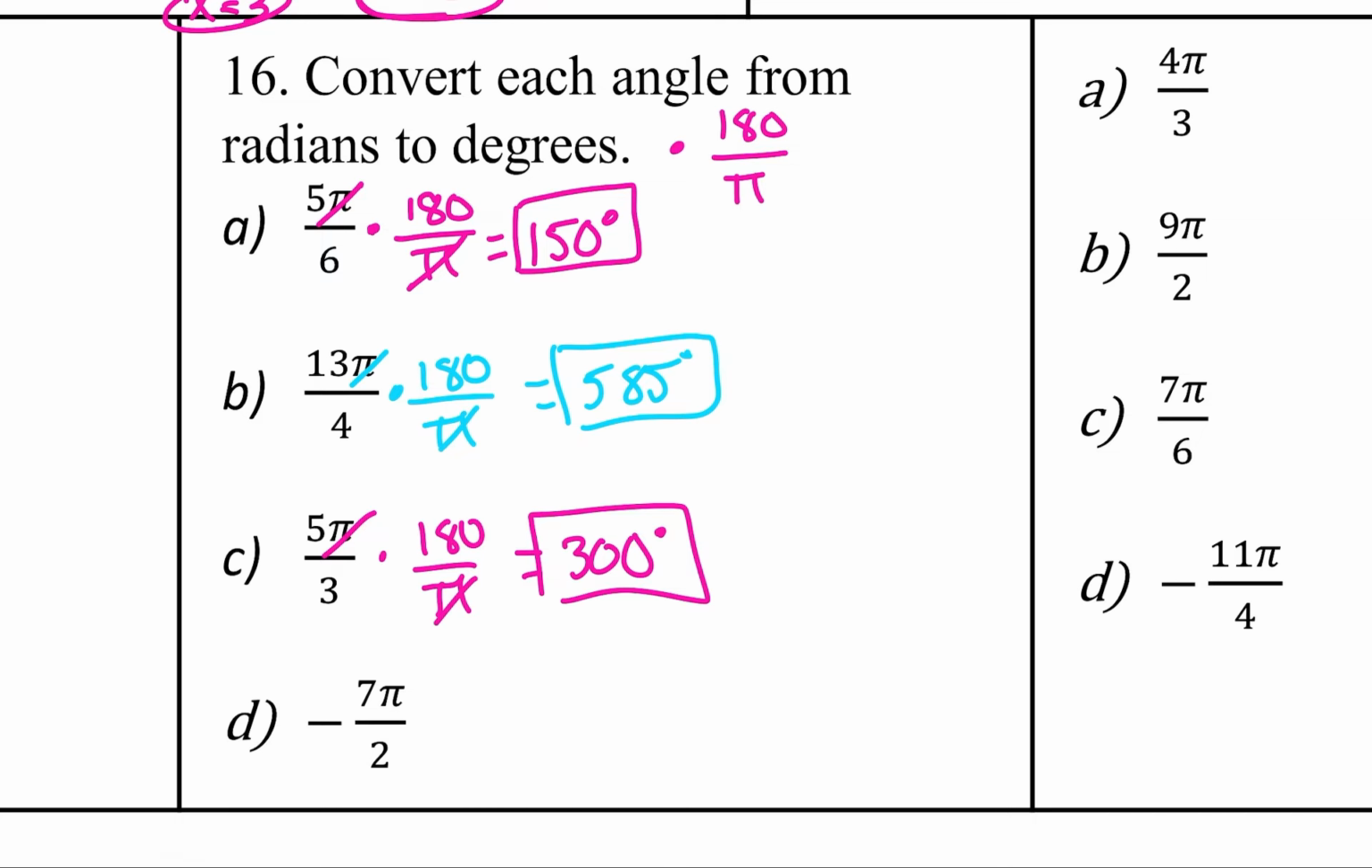And one last one here. We're going to do times 180 over pi. Cancel those pi's. In this case, I've got negative 7 divided by 2 times 180. And I get negative 630 degrees.